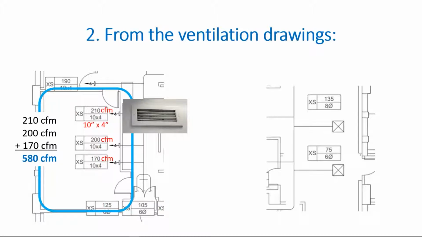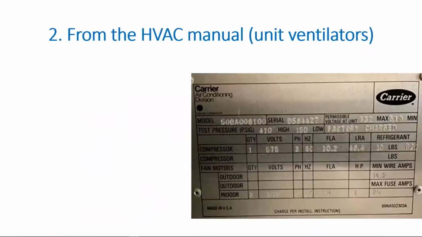Now, on drawings, you can also have this type of symbol. Here we have, again, 135 and 75 CFM. But this symbol with the X, the box with the X, represents this type of diffuser, usually. And the 8 and a circle with a line through it means 8-inch diameter. The other one is a 6-inch diameter. So that's how you can get the CFM from ventilation drawings if you have them available to you.